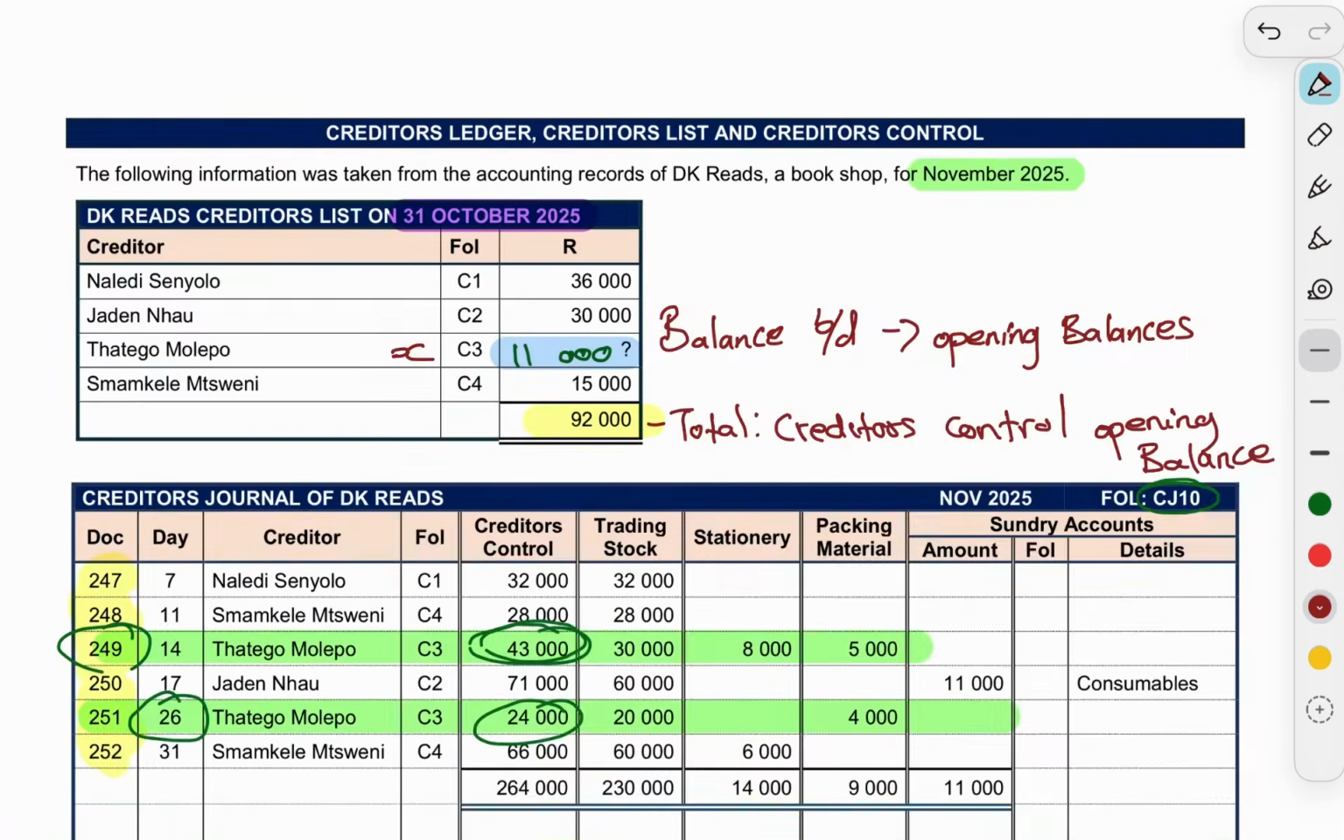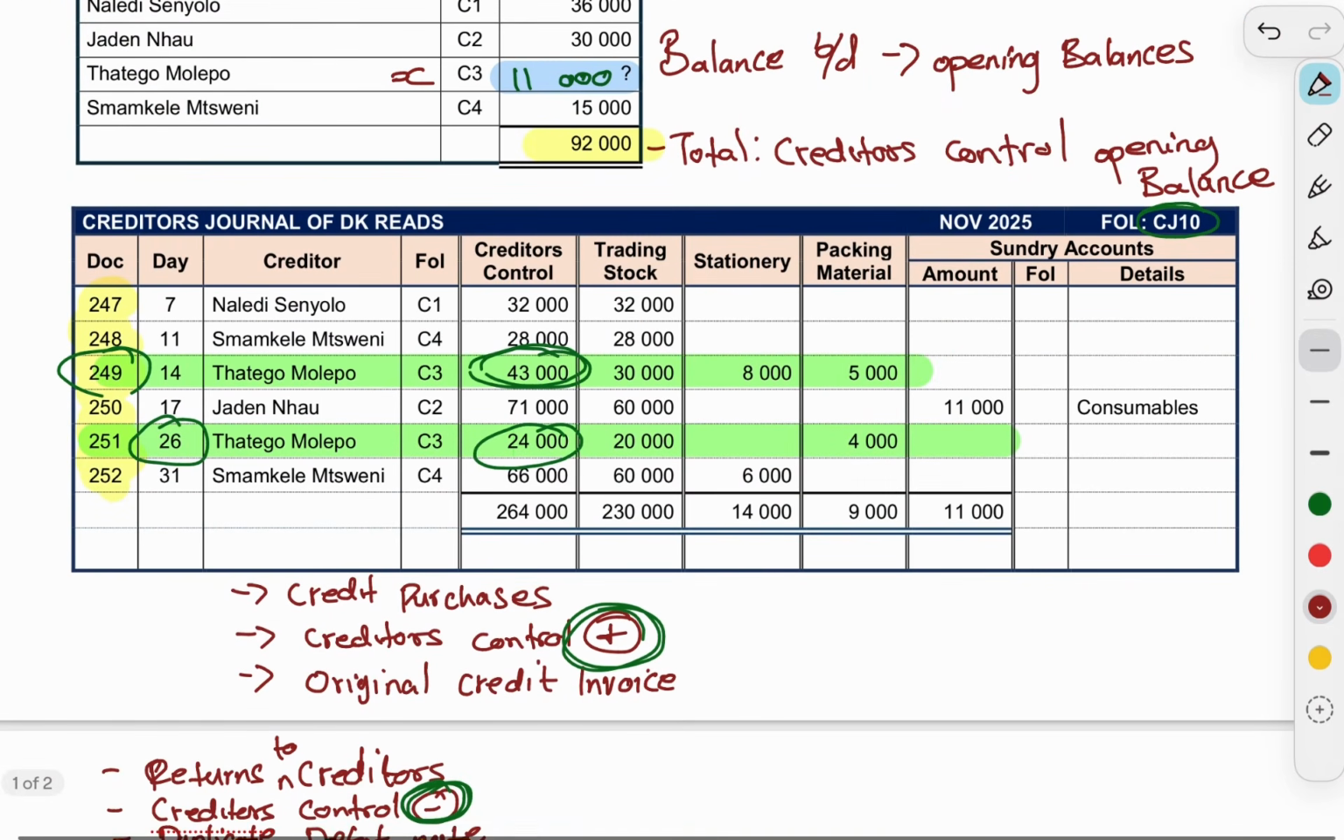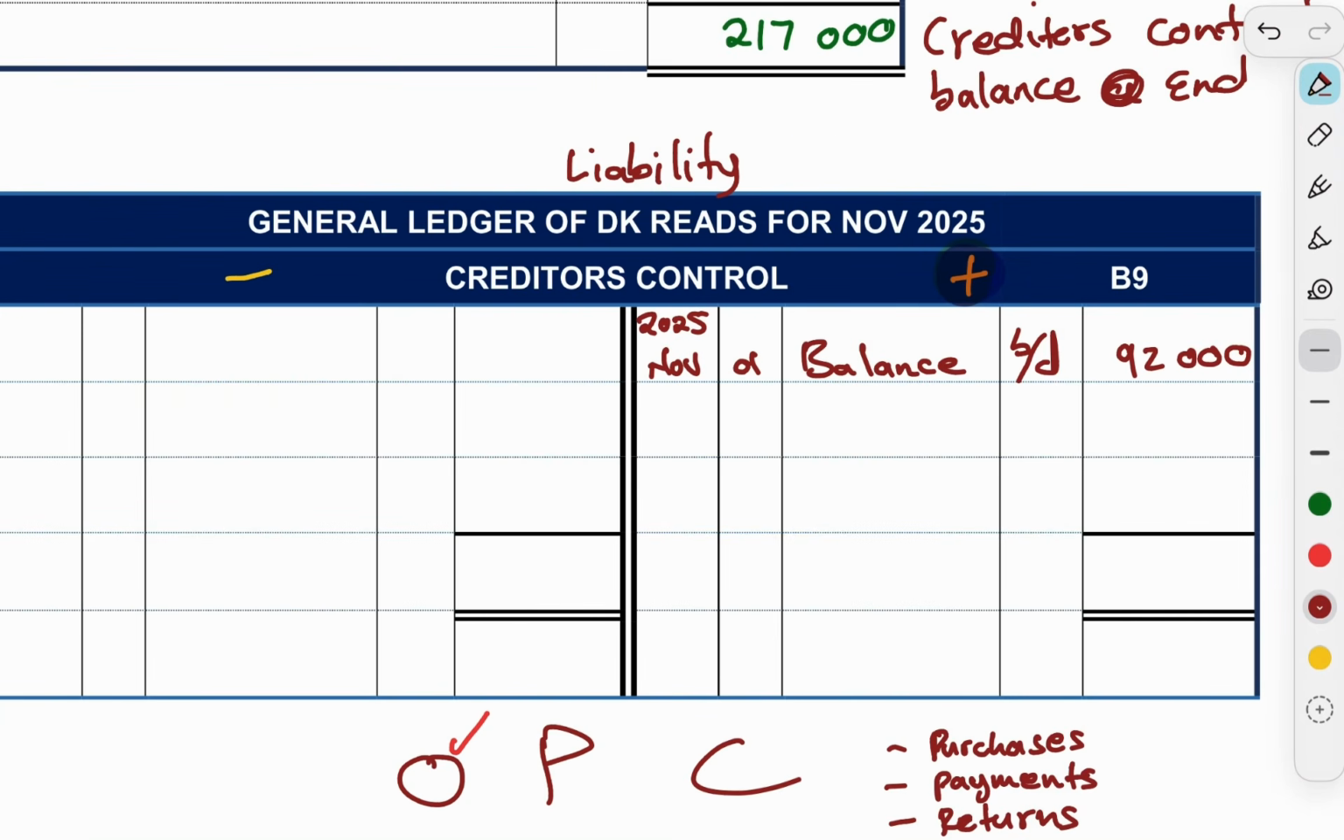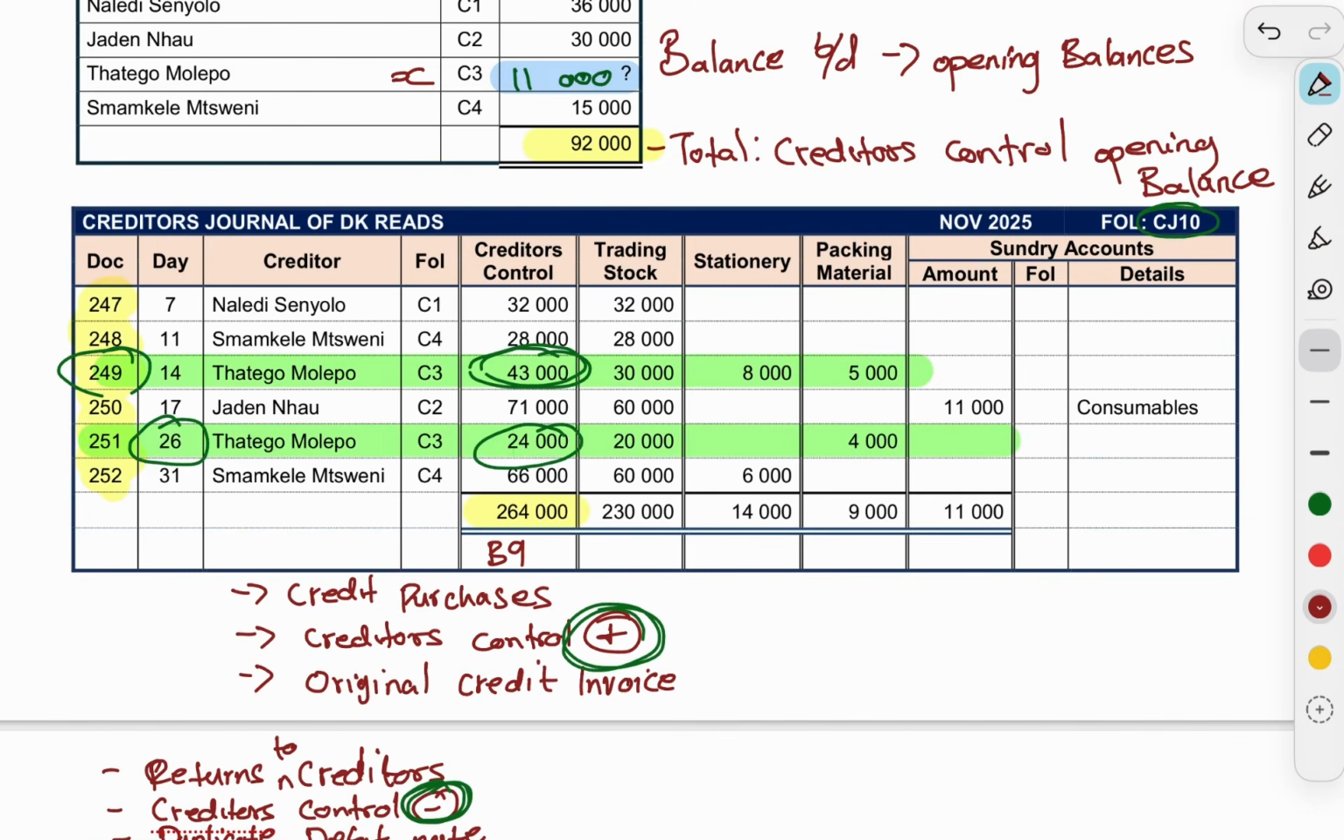The summary. Do we have total purchases here? Yes, we do have total purchases, here, for the creditors control. So we need to post this amount to the creditors control account. You need to reference that you are taking this amount to B9. Remember, the reference number of the account that we are posting to is B9. Let me show you. This is where we are getting the B9 from. So how much are the total purchases?